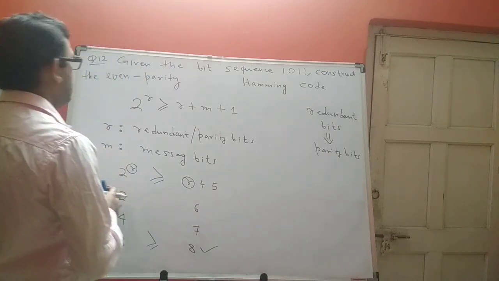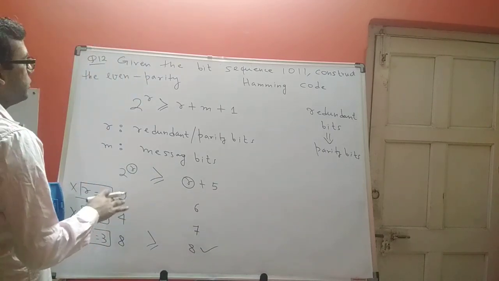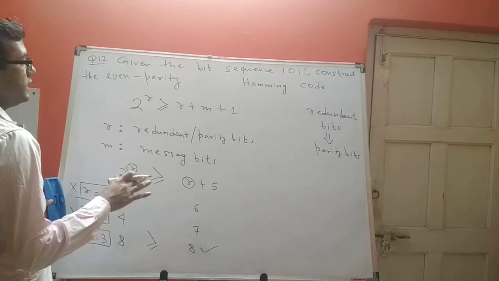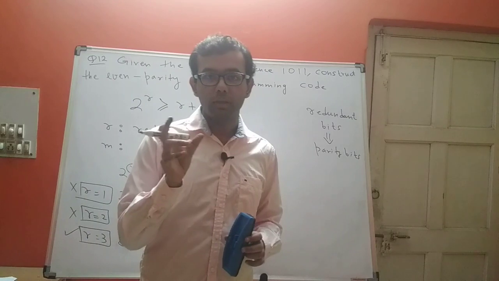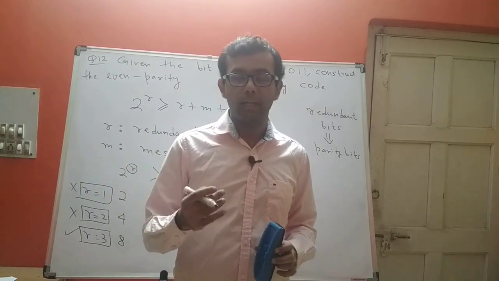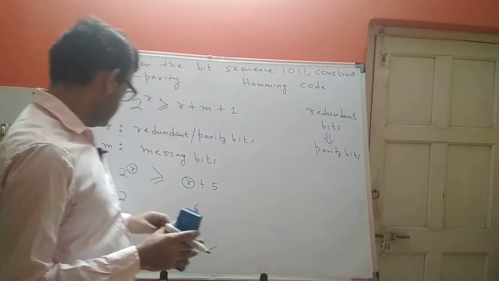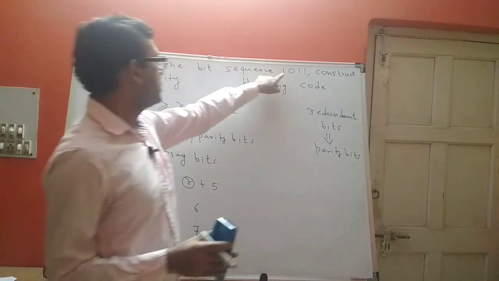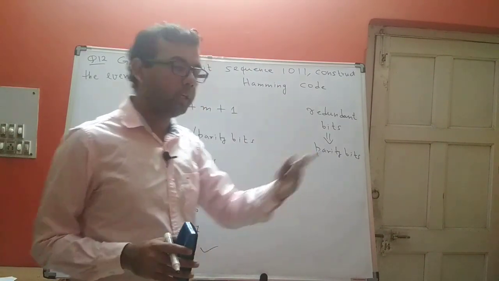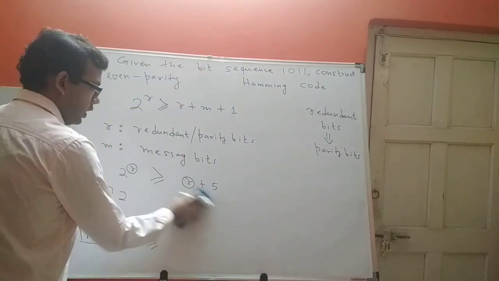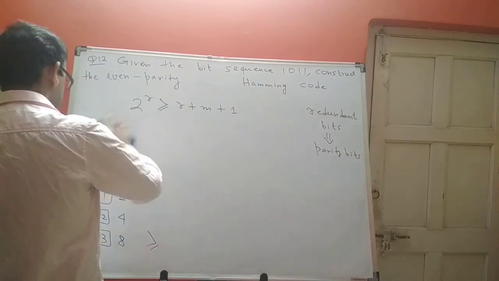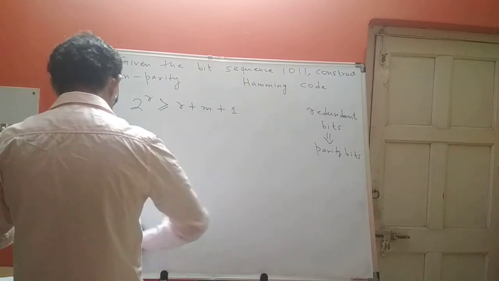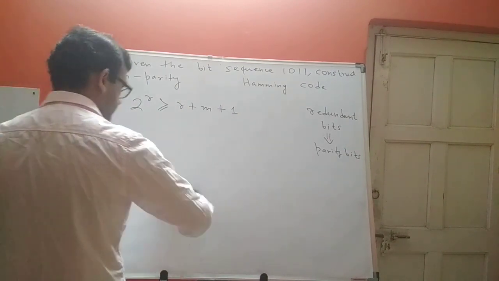Now, our work doesn't stop here. We have been asked to construct the even parity Hamming code. This even parity Hamming code refers to the bit sequence which you obtain after appending the 3 parity bits with your original bit sequence. Now let's see how we can come up with this original bit sequence and parity bits taken together to form the Hamming code.